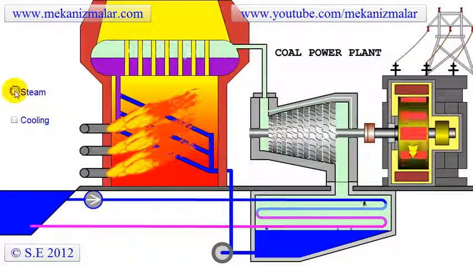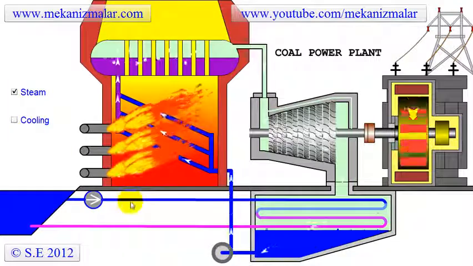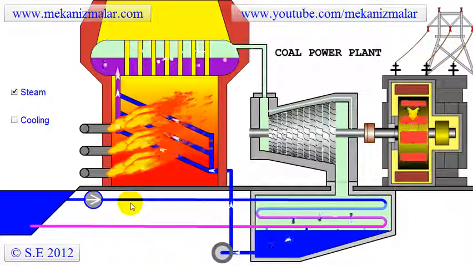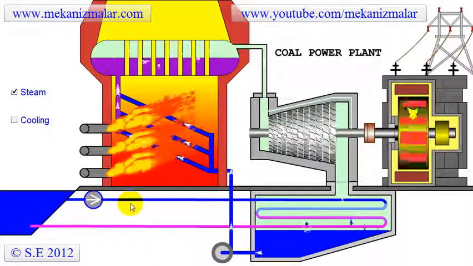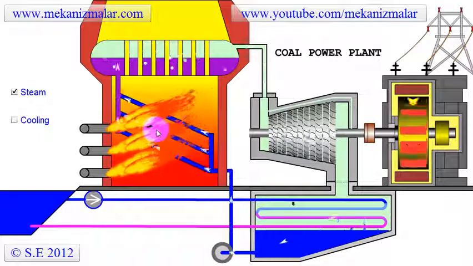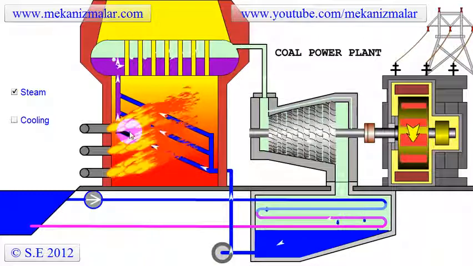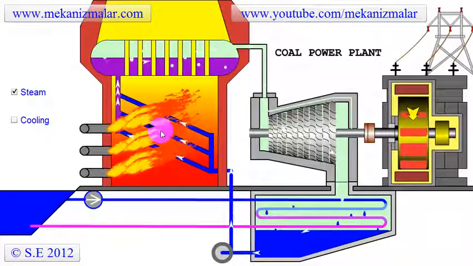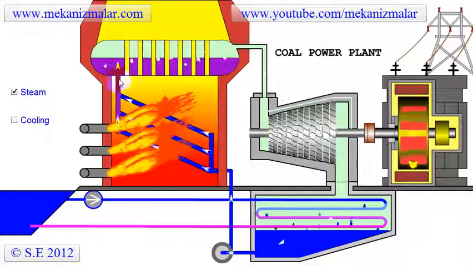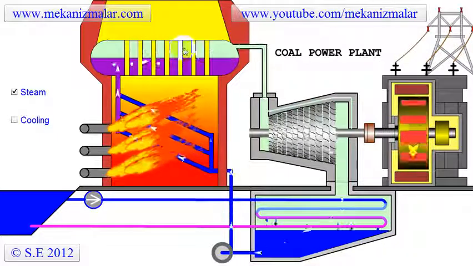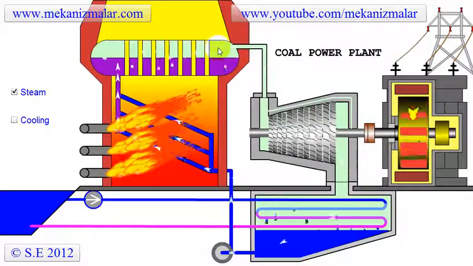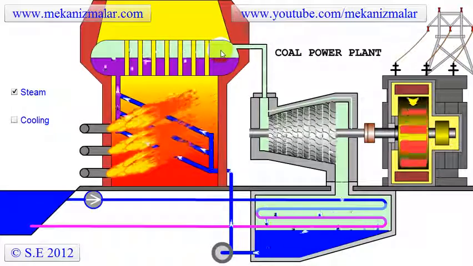Let's begin by describing the closed-loop power cycle, or the steam cycle, starting from the furnace. First, intense heat inside the furnace heats the water within the coils, which is coming from the condenser. This heated water is forced to the boiler where it evaporates. The pressure inside the boiler can be more than 200 bars.